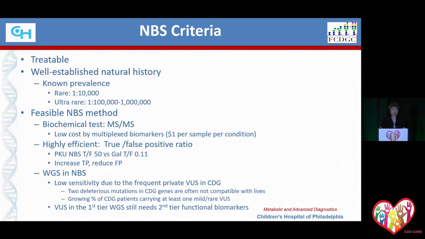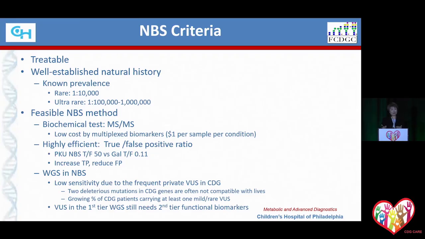So the third one is really the big elephant in the room: everybody is excited about whole genome sequencing. We foresee that in the future, we're going to do whole genome, and we don't need biochemical testing anymore. So 10 years after all this excitement, and more pilot studies have been completed, what is the conclusion? People start to realize that whole genome sequencing for newborn screening has a low sensitivity because of the presence of VOUS, short for variant of unknown significance.